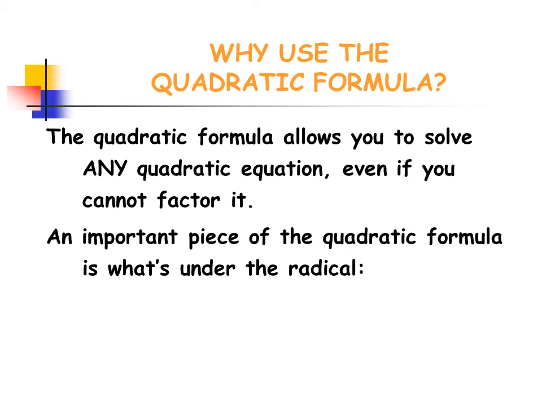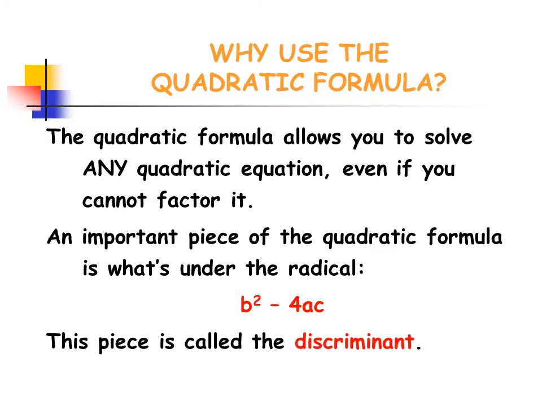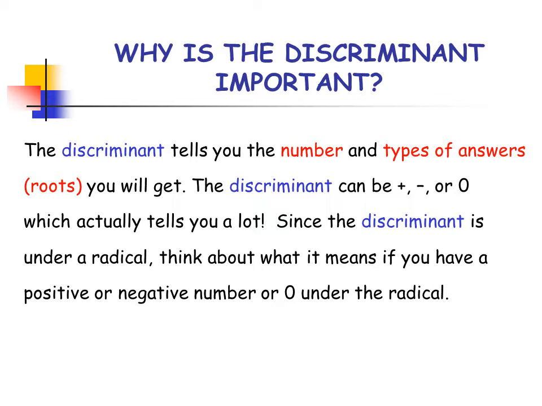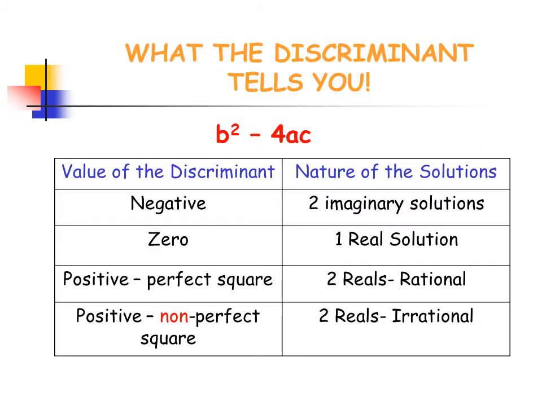Another important use of the quadratic formula is the piece that's underneath the radical, which is b squared minus 4ac. This has a specific name. It is called the discriminant. The discriminant will tell you what kind of answers, or roots, you will get. The discriminant can be positive, it can be negative, or it can be 0, and it'll tell you what kind of answers you have.